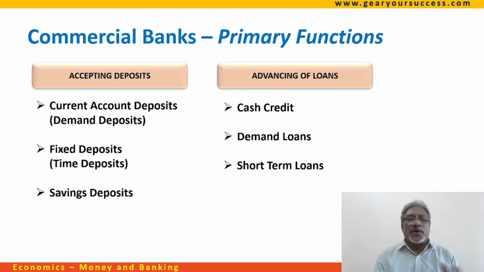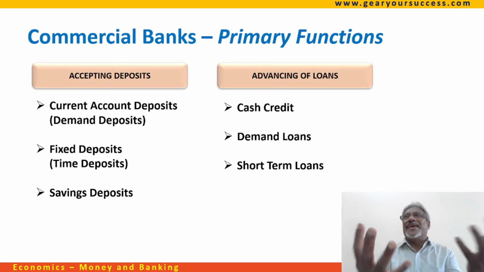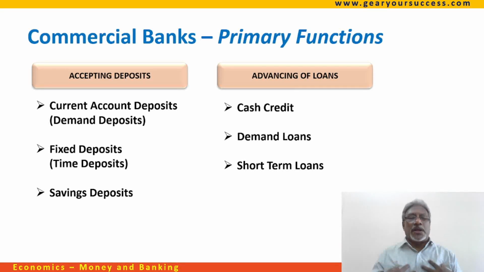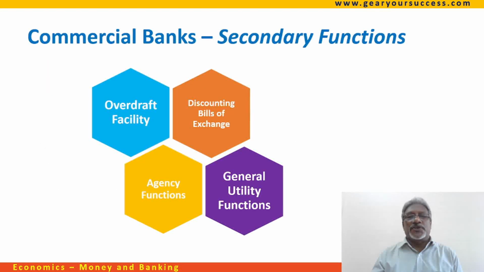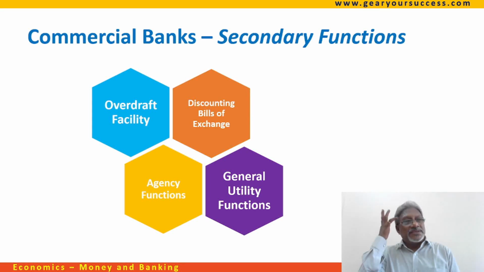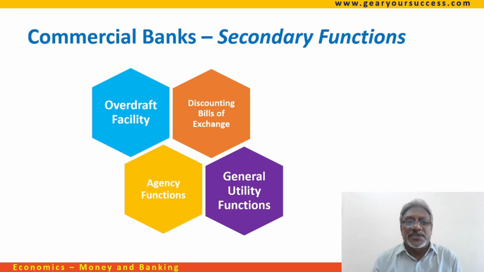So the primary functions of commercial banks are of two types. One is they accept deposits, and using that money, they give you loans. So, two primary functions. Other than this, commercial banks offer a few other services to their investors or account holders, which are called secondary functions.